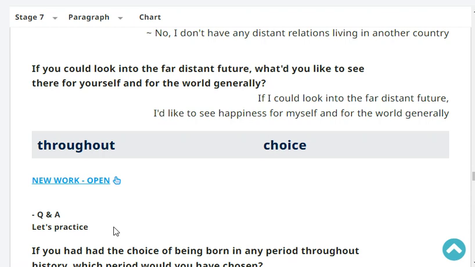If I could look into the far distant future, I'd like to see happiness for myself and for the world generally. Very good.